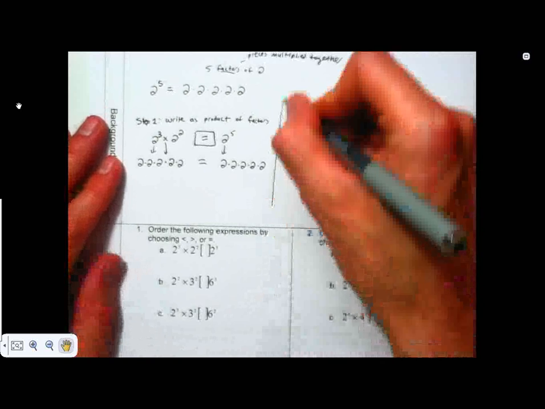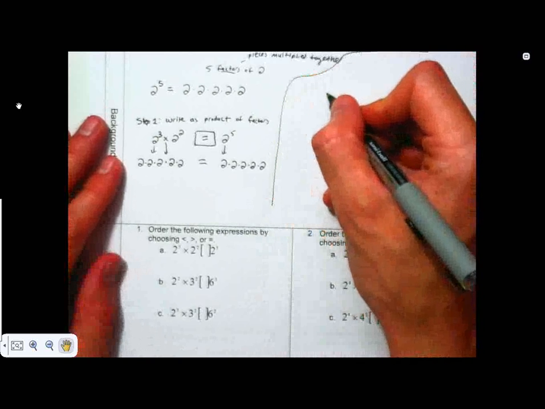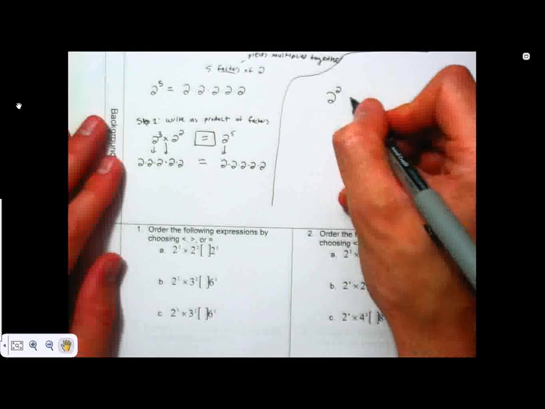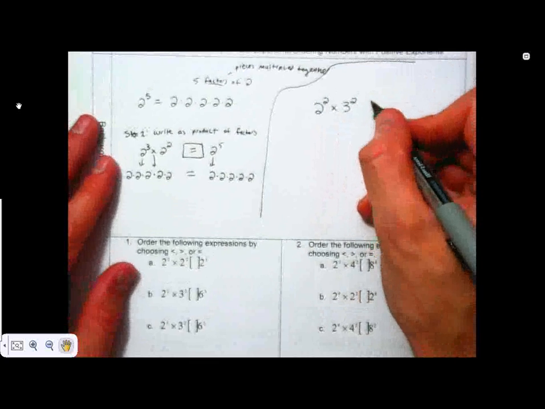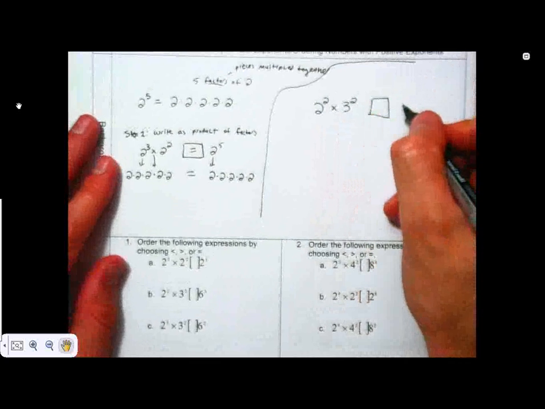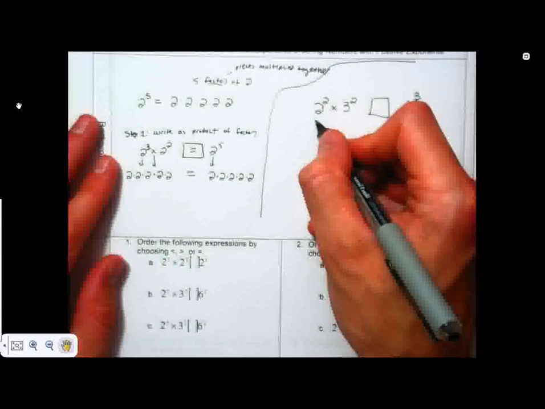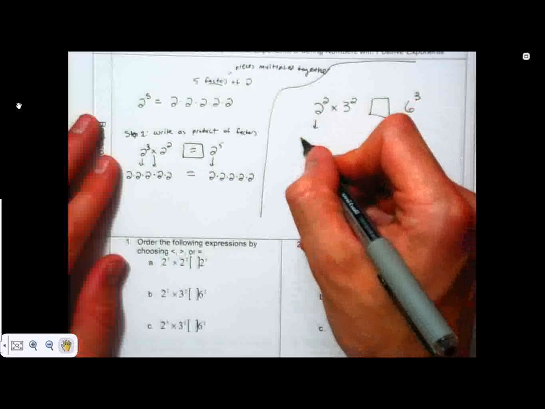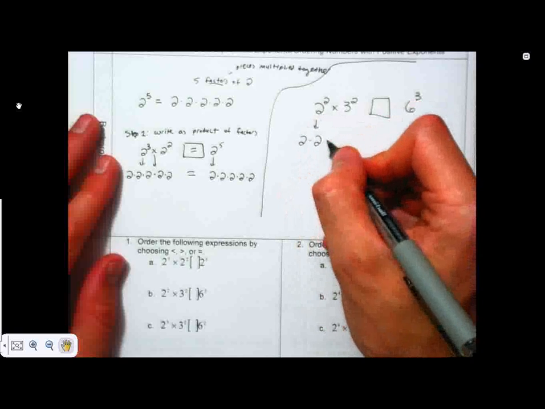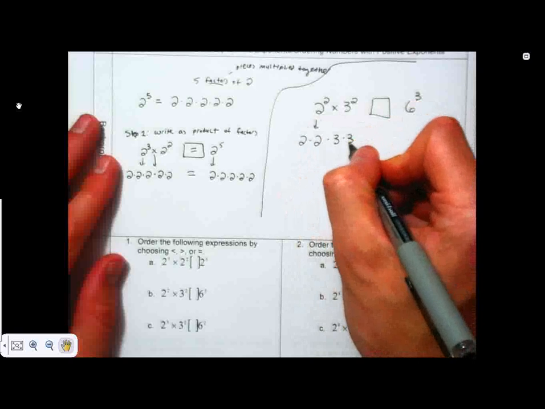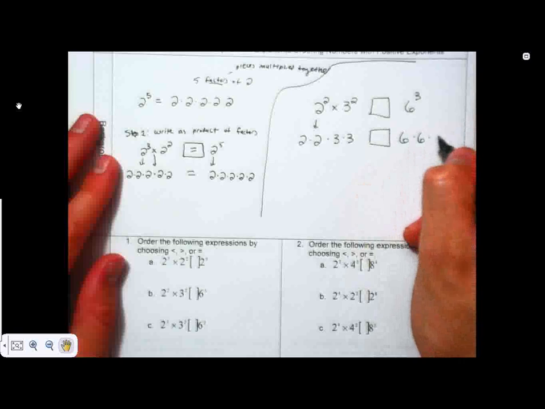So for part B, notice here we're not comparing like factors. We've got 2 to the 2nd times 3 to the 2nd. And we're comparing that with 6 to the 3rd. So again, my first step is the same. Write each as a product of factors. So we've got 2 factors of 2 times 2 factors of 3. And we're comparing that with 3 factors of 6.